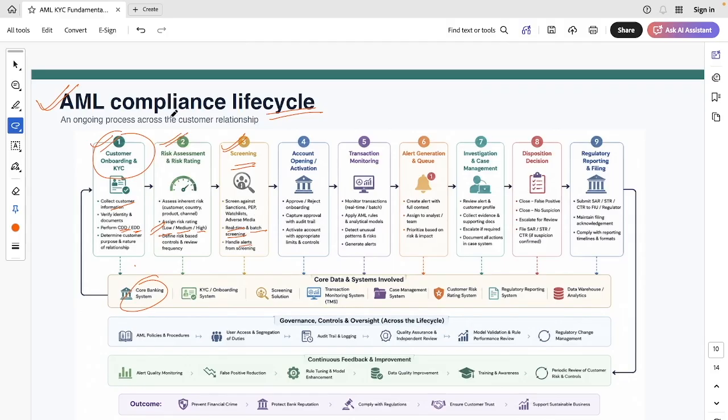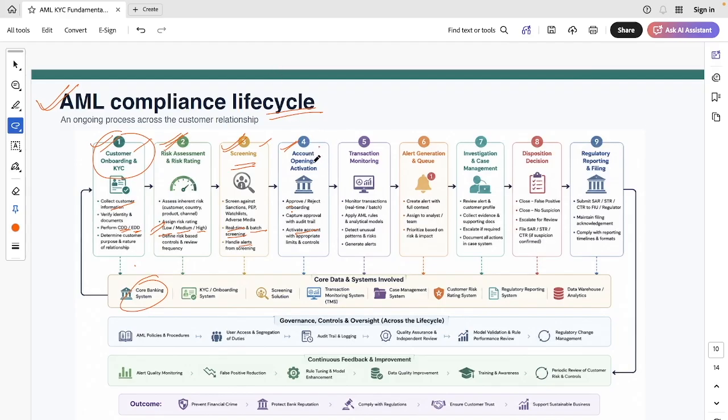After KYC, risk rating and screening checks are completed, the bank decides whether to approve or reject the onboarding request. If approved, the account is activated in the core banking system. But this is not just a simple account opening activity. The system should capture approval evidence, user details, timestamps, risk category, and any controls or restrictions applied to that account. For example, a high risk customer may be onboarded, but with additional monitoring controls.